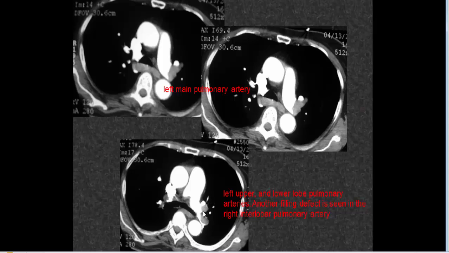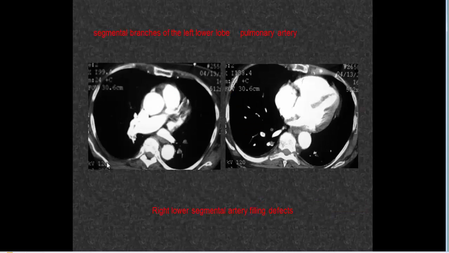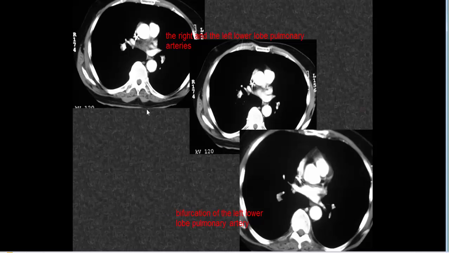another filling defect as seen in the right interlobar pulmonary artery. Right interlobar pulmonary artery is massive pulmonary embolism. Segmental branch of the left lower lobe, as we see, intraluminal filling defect. Right lower lobe segmental artery filling defects, compatible with pulmonary embolism. Right and left lower lobe pulmonary artery. Bifurcation of the left lower lobe pulmonary artery, intraluminal filling defects compatible with pulmonary embolism.